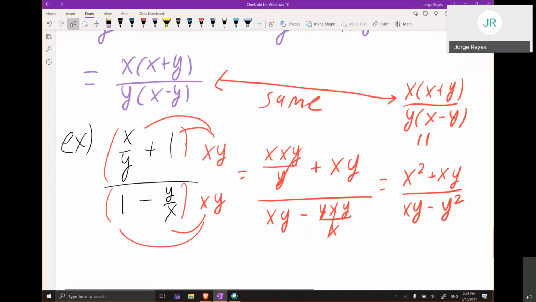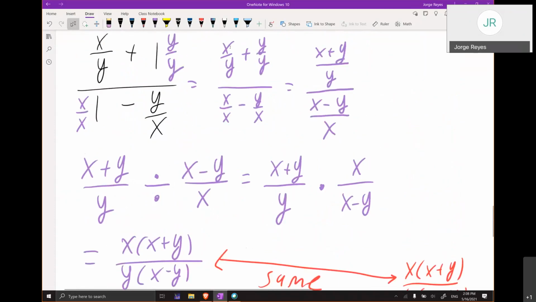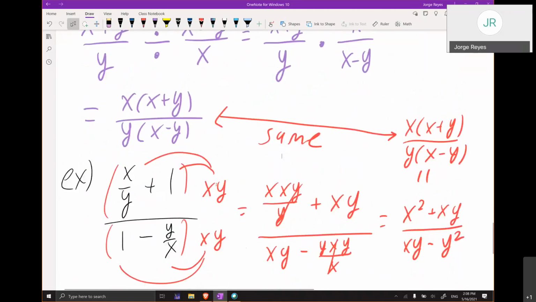But yeah, so this is how you deal with compound fractions: you either simplify the top and the bottom and then deal with the big fraction, or you can multiply by the big common denominator. But then you might have to simplify at the end. So personal preference.